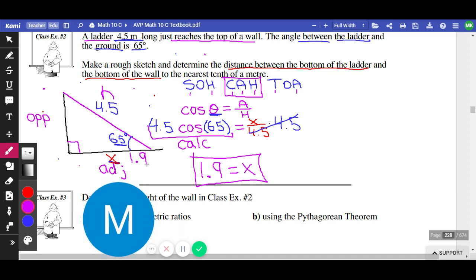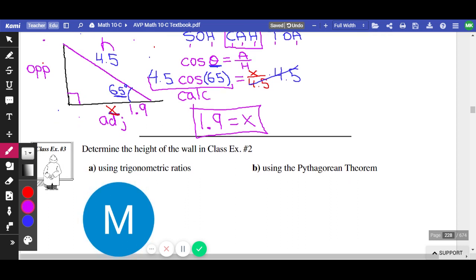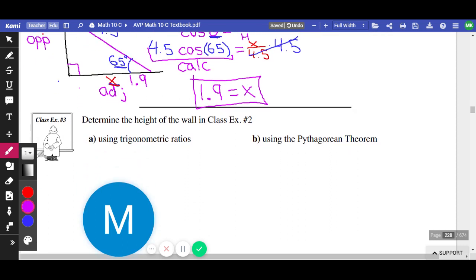That means I have 2 side lengths. I can use Pythagorean Theorem now. Or I could still use Sohcahtoa. Right? Sohcahtoa would just be, now I'm finding the opposite and I have the hypotenuse. Both would give you the same answer. So the next example actually does exactly that. It says, determine the height of the wall using trigonometric ratios and using the Pythagorean Theorem. And it's going to be the same answer for both, hopefully. It might differ a little bit, and if it does, we'll talk about that. It'll be a good learning point.